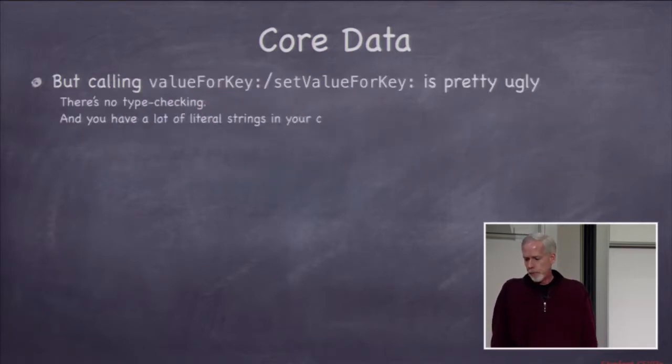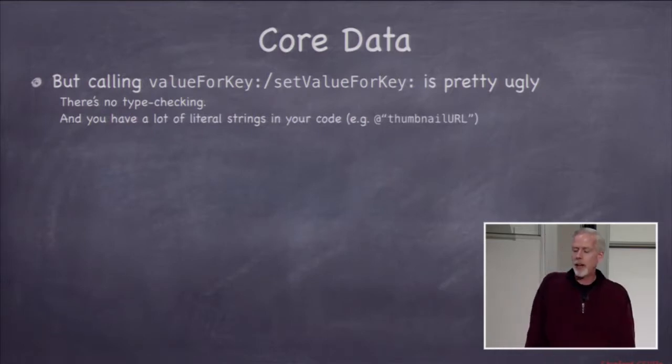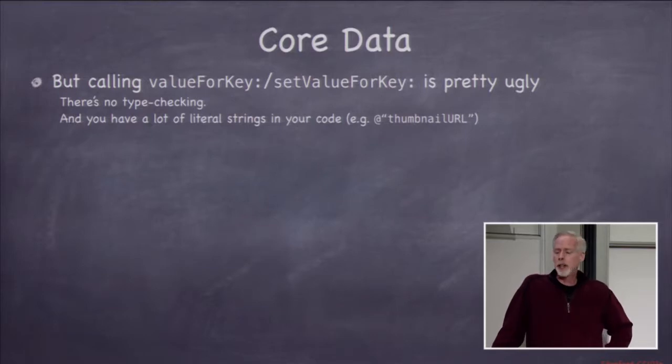Okay. Calling valueForKey and setValue:forKey: like this, though, kind of results in some ugly code because it's not type checked, right? Value for key and set value for key. That should be setValue:forKey:. That just takes id, right? Returns id. So it's really not type checking any of that stuff. And also you end up with a lot of literal strings like @"thumbnailURL". And if you ever changed the name of that in your visual map, all your code would just stop working silently and you wouldn't know.